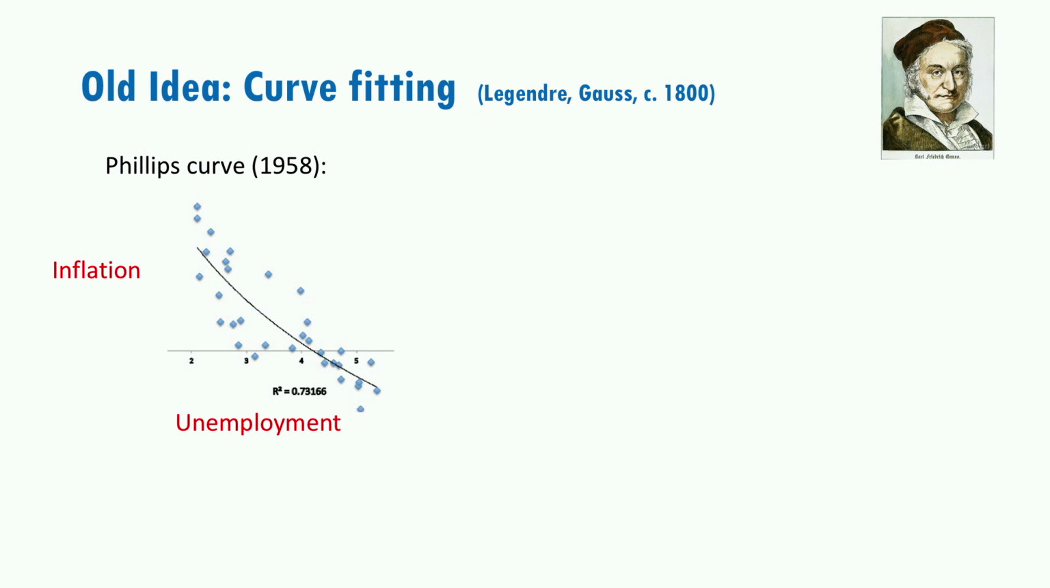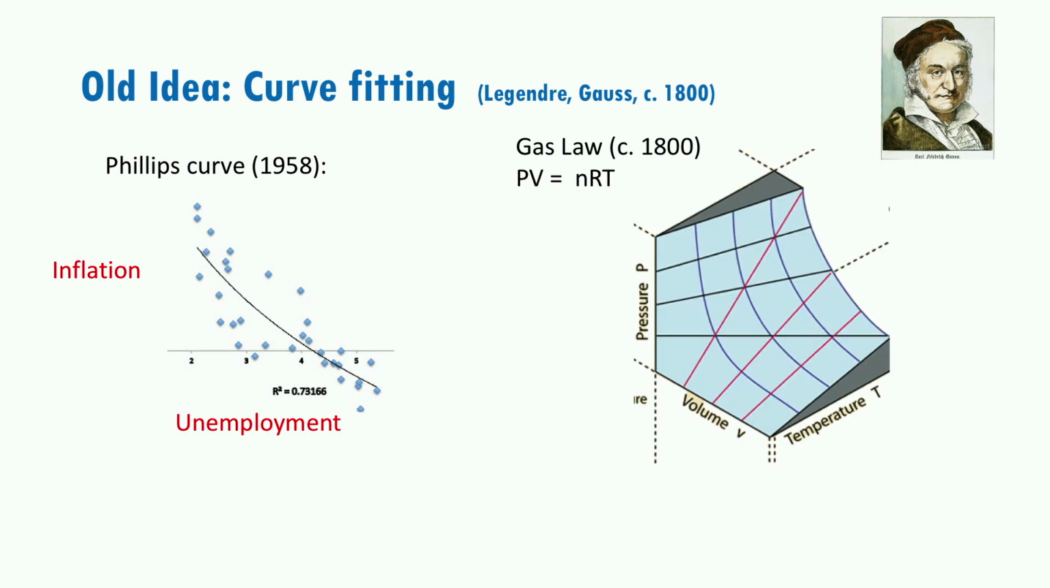Now, that's actually a somewhat controversial idea, and some people doubt if that curve exists under all conditions and so on. But anyway, the main point here is that this curve was fitted to data. Here's another example. It's not a curve, it's a surface, right? Pressure, volume, temperature, and mass of a gas. They're related according to this.